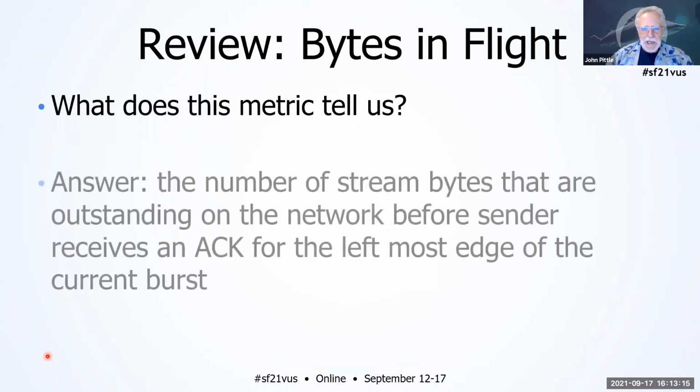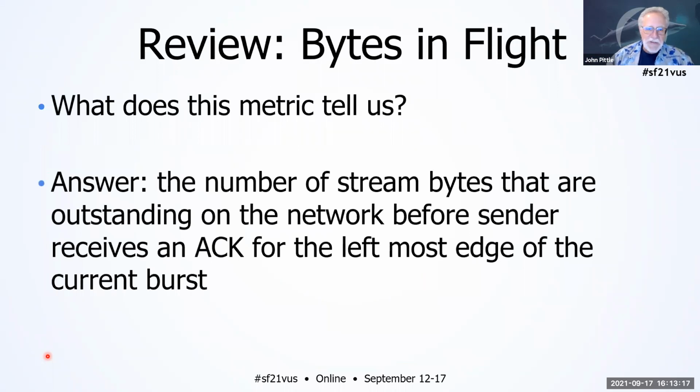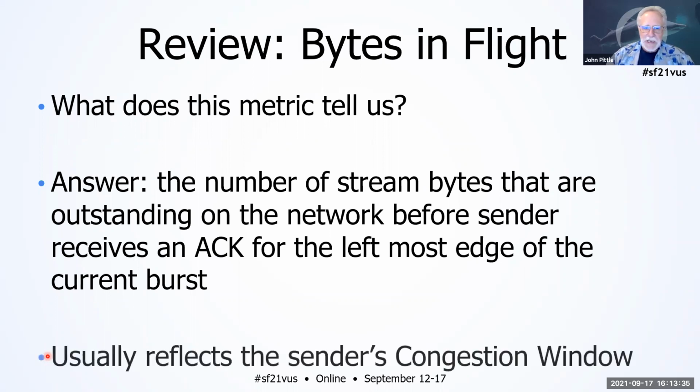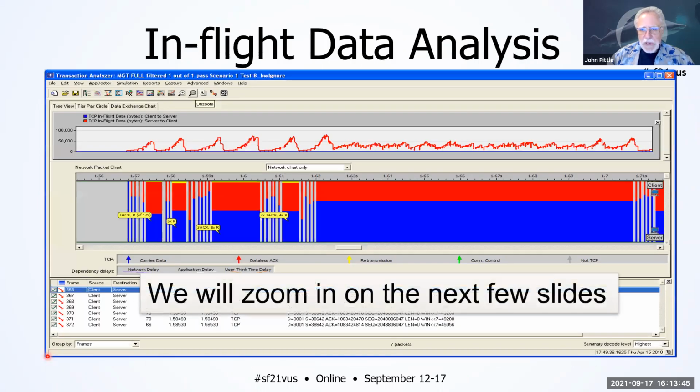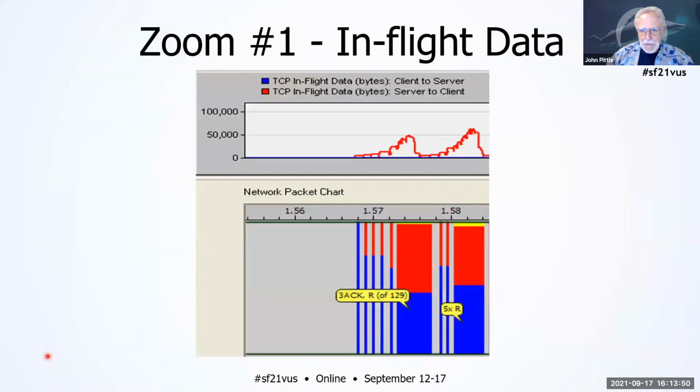So what does this metric tell us? The answer is it tells us the number of stream bytes that are outstanding on the network before the sender receives an ACK for the leftmost edge of the current burst. This number is very important to the sender because it lets the sender know how much is outstanding on the network, bytes in flight. And if the number won't increase, it's usually got something to do with the sender's congestion window.